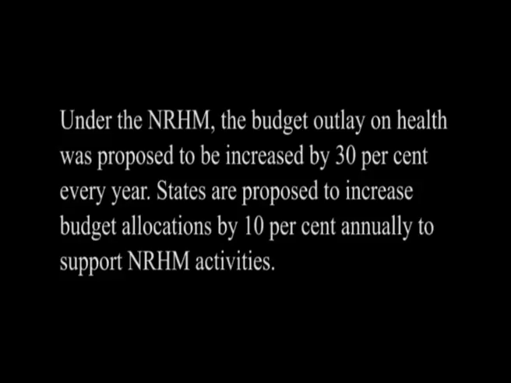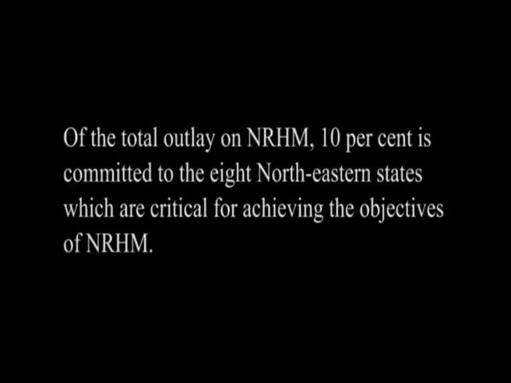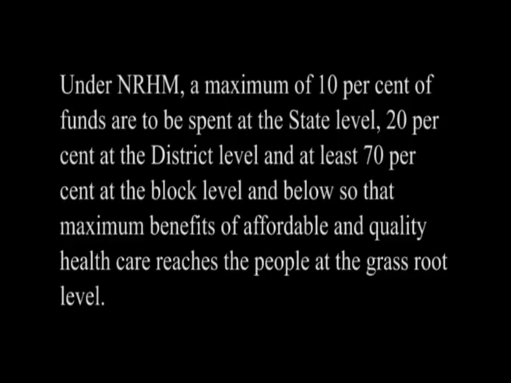Under the NRHM, the budget outlay on health was proposed to be increased by 30% every year. States are proposed to increase budget allocations by 10% annually to support NRHM activities. Of the total outlay on NRHM, 10% is committed to the 8 northeastern states, which are critical for achieving the objectives of NRHM. Under NRHM, a maximum of 10% of funds are to be spent at the state level, 20% at the district level, and at least 70% at the block level and below, so that maximum benefits of affordable and quality health care reach the people at the grassroots level.